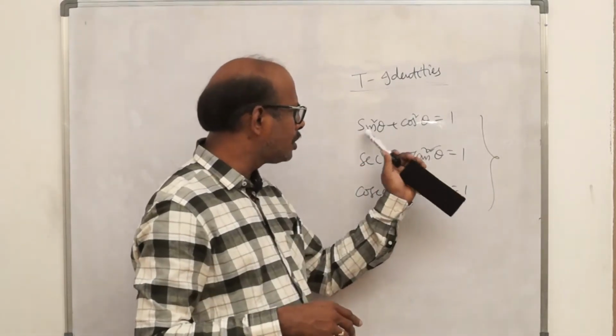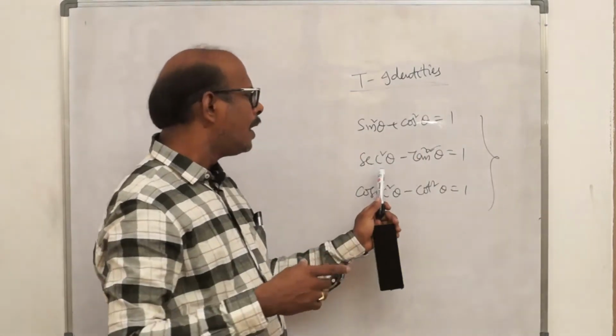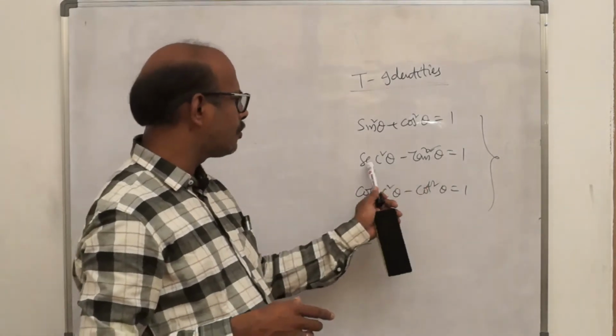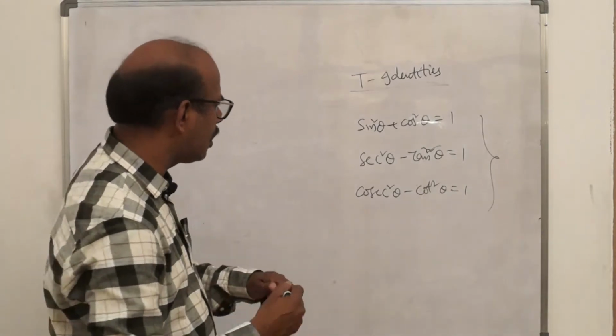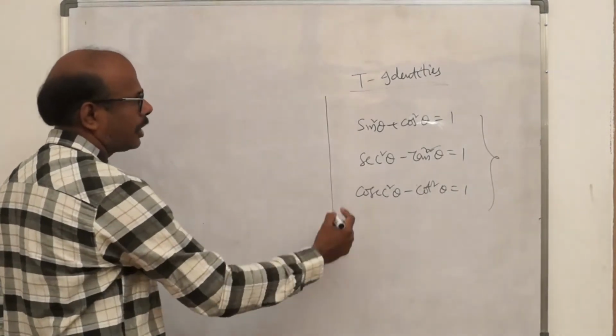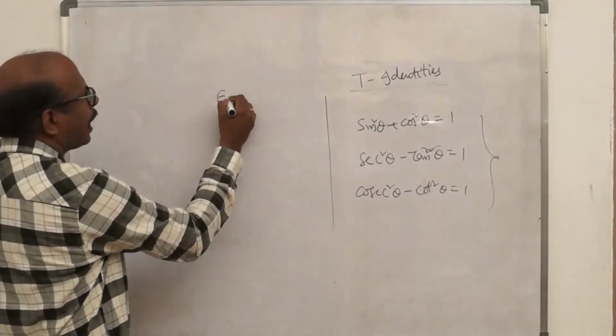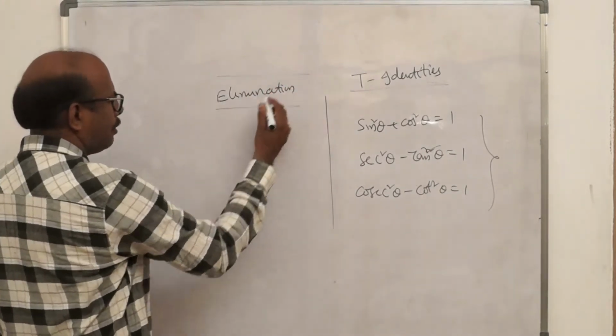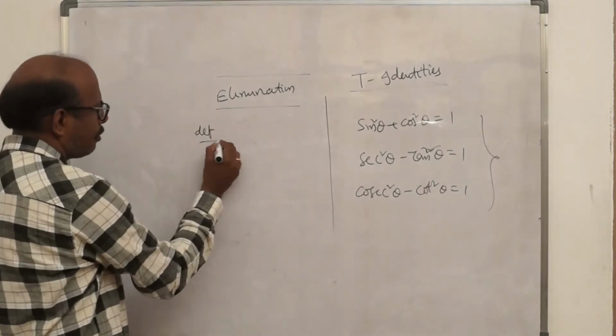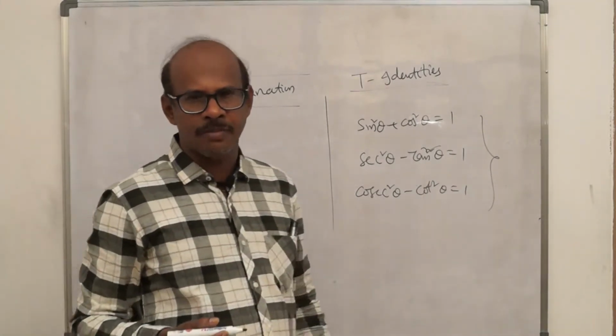They are mostly used in converting one ratio into the other: cos in terms of sine, sine in terms of cos, secant in terms of tan, tan in terms of sec, cosec in terms of cot, cot in terms of cosec. Also, the three trigonometric identities are helpful in the elimination process. Elimination is a very important term, an important concept.